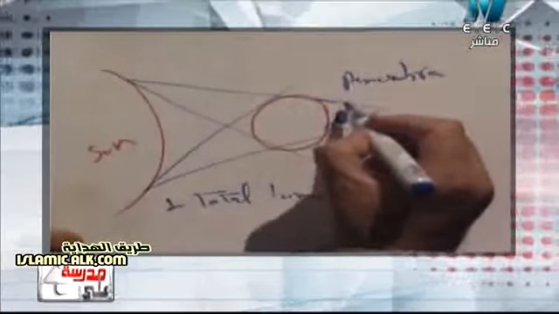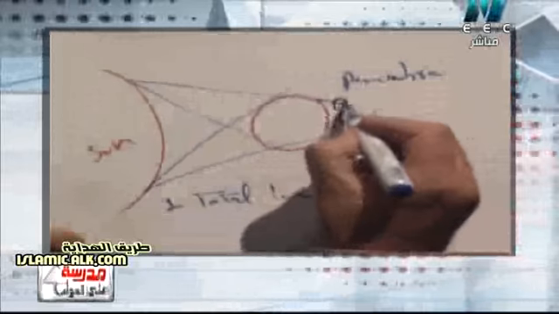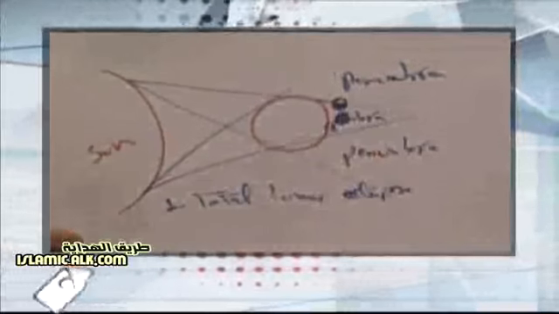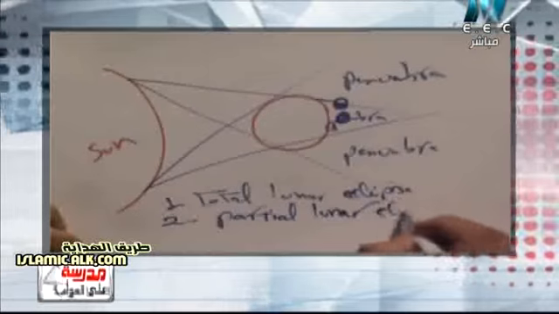But what happens if a part of the moon, لو في جزء بس من المون في الأمبرا وجزء في البينأمبرا like this, okay, I will have partial lunar eclipse.